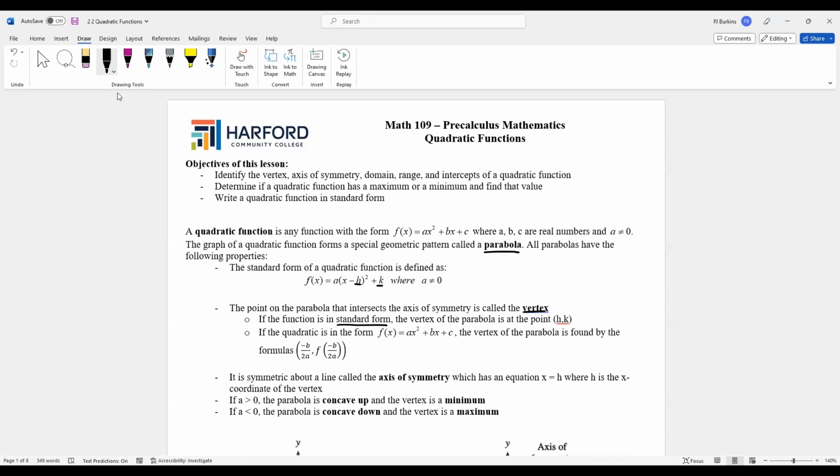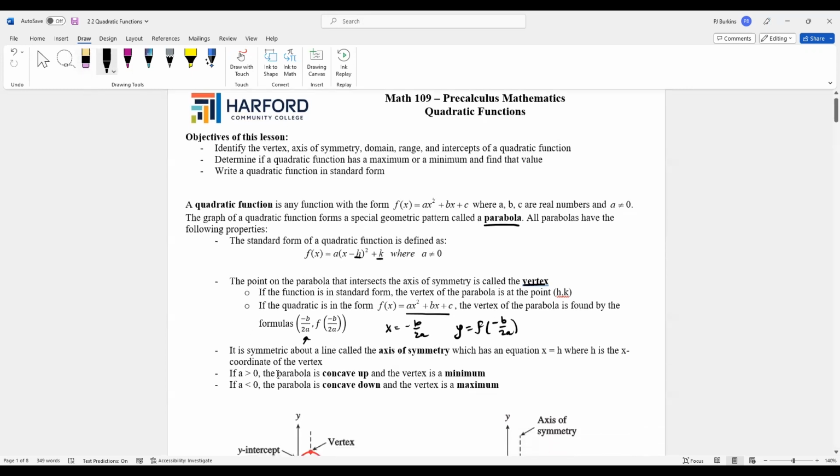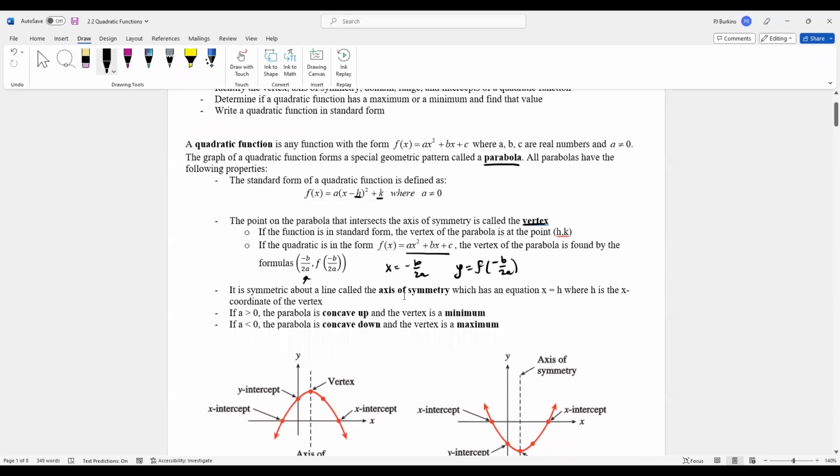If instead the quadratic equation is given to you in ax squared plus bx plus c form, then in order to find the vertex, we need to use these formulas. It's the opposite of b over 2a for the x coordinate. Okay, so x equals minus b over 2a. And then the y coordinate is the function evaluated at minus b over 2a. This axis of symmetry that we mentioned before occurs at x equals h.